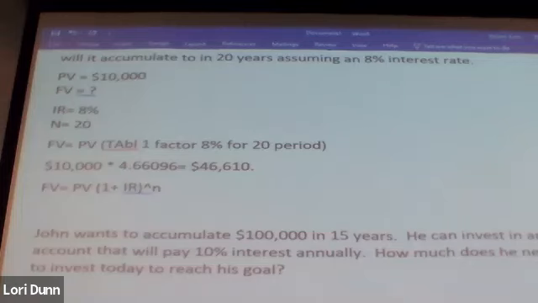So John wants to accumulate $100,000 in 15 years. He can only make one investment today. So he can invest in an account that will pay 10% interest annually. How much does he need to invest today, one-time deposit, to reach that $100,000 goal?